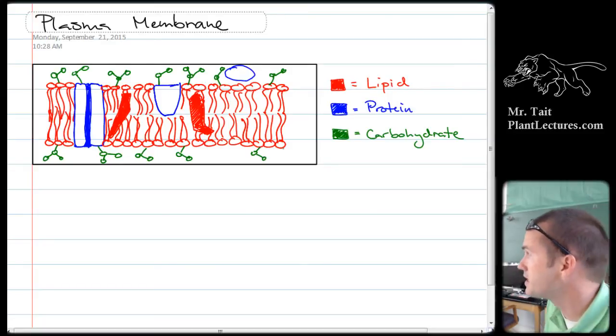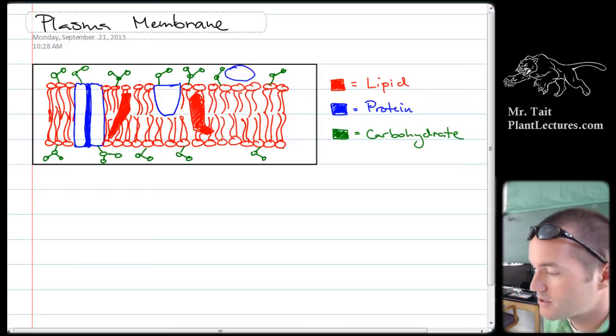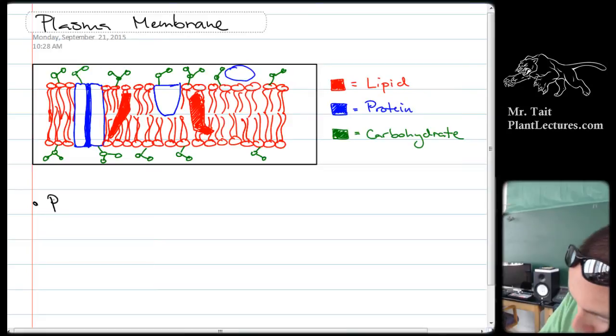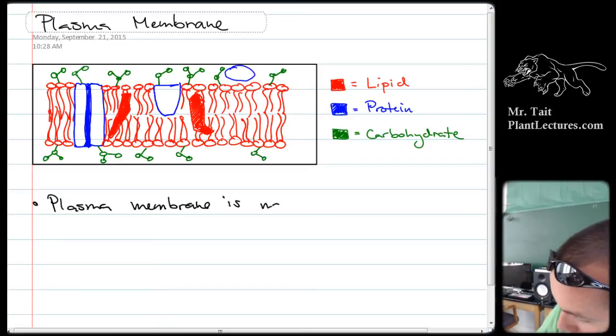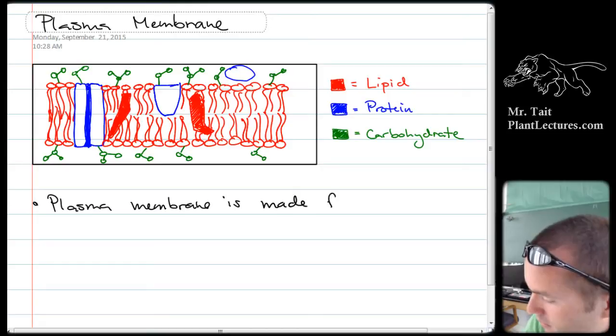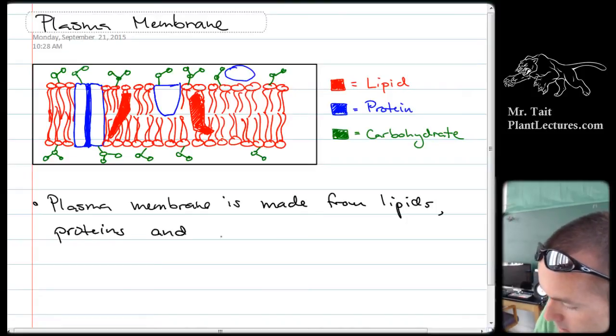And this represents our plasma membrane. Okay, the plasma membrane, as you can see, consists of 3 large molecule types. Those are lipids, proteins, and carbohydrates. So let's say the plasma membrane is made from lipids, proteins, and carbohydrates.